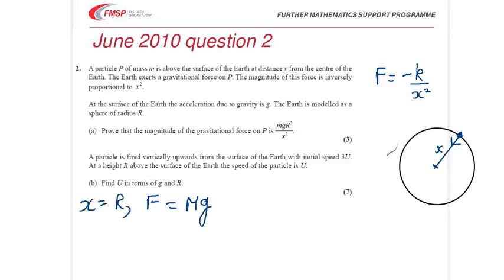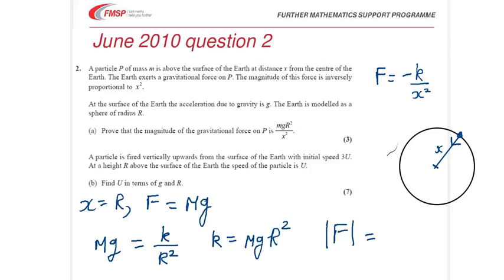So all we've got to do for 3 marks is to say, just comparing the magnitudes, we need to put the minus sign in here, mg is k over r squared. So k equals mg r squared, and that gives us F. The magnitude of F then is mg r squared over x squared, as they require. So that's 3 fairly straightforward marks. Now for 7 marks, the next part of the question.